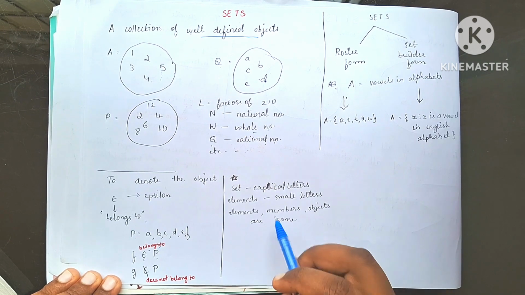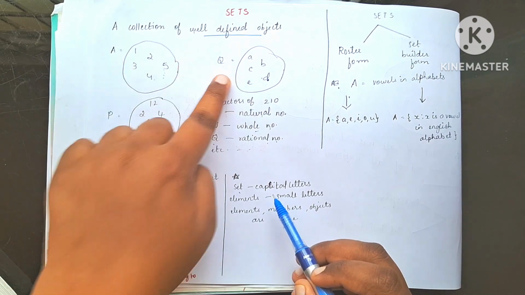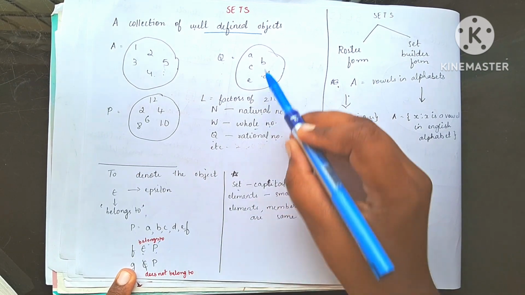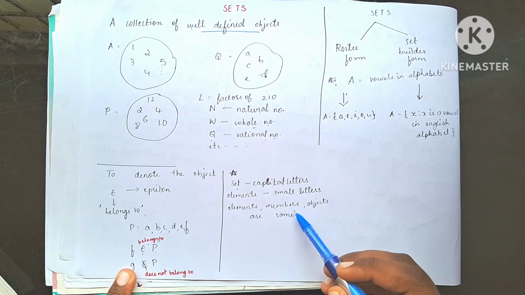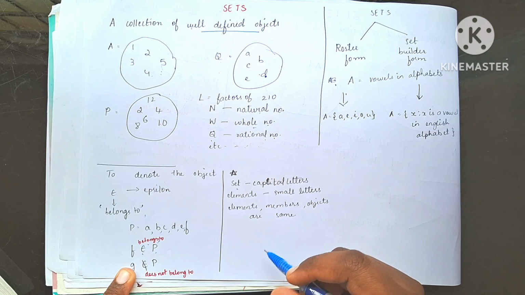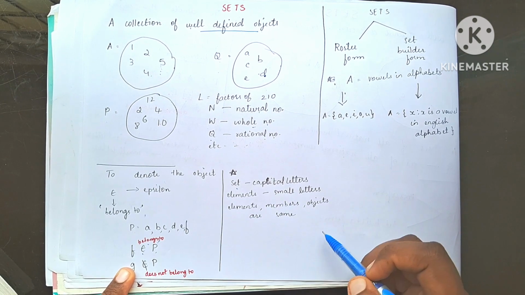Now just note that in mathematics, all the set names are denoted by capital letters, right? And all the elements are denoted by small letters. And element, members, objects, everything refer to the same, but we'll be using elements in this chapter so that we don't confuse ourselves between all these terms.